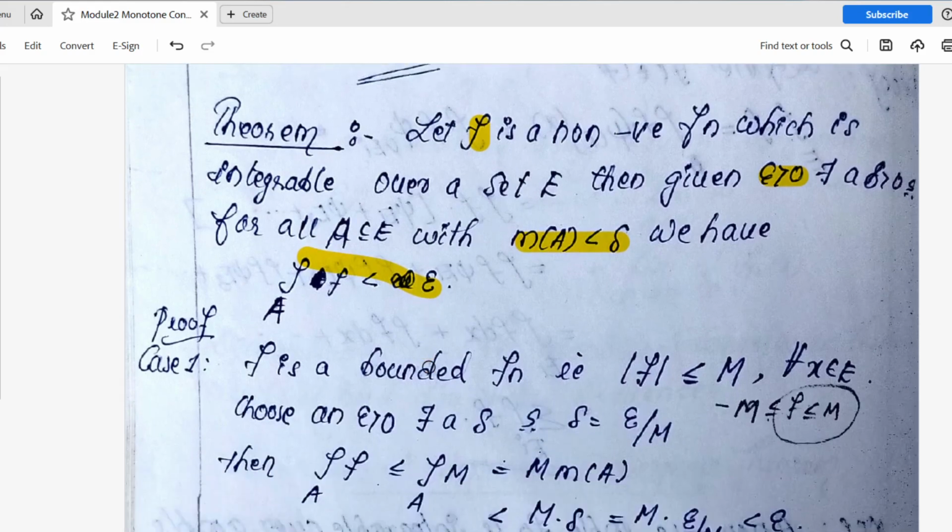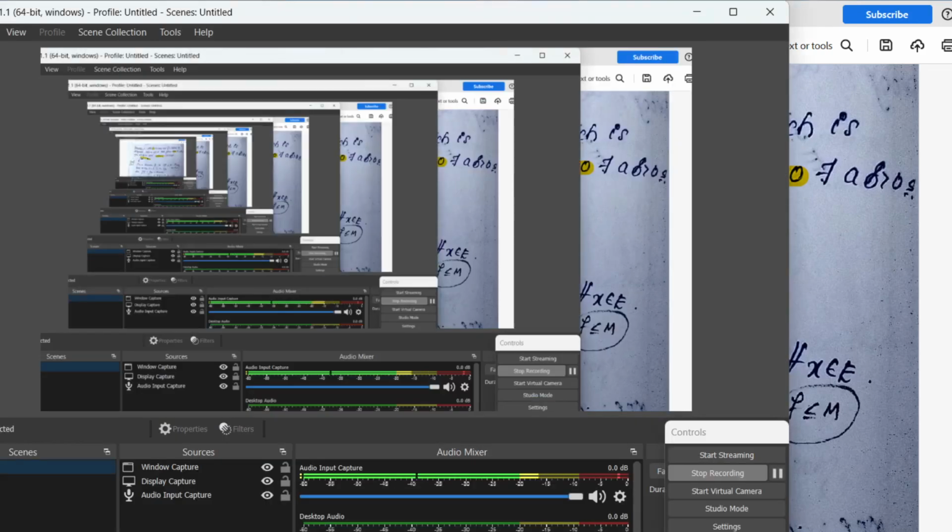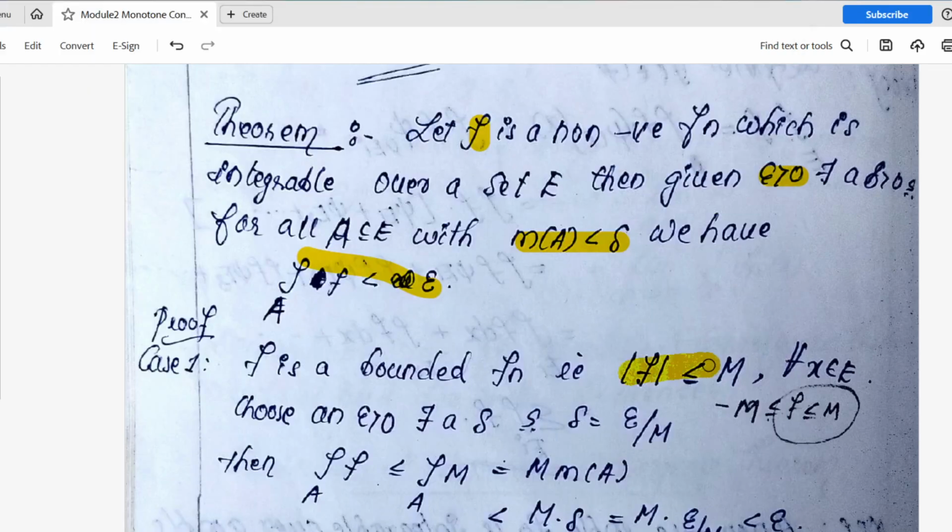So let us see the proof. We take two cases. Case 1: f is a bounded function. In the first case we are assuming that f is a bounded function. F is bounded means modulus of f is less than or equal to M, capital M, for all x belongs to E. So this is the definition of a bounded function, and it satisfies this condition.